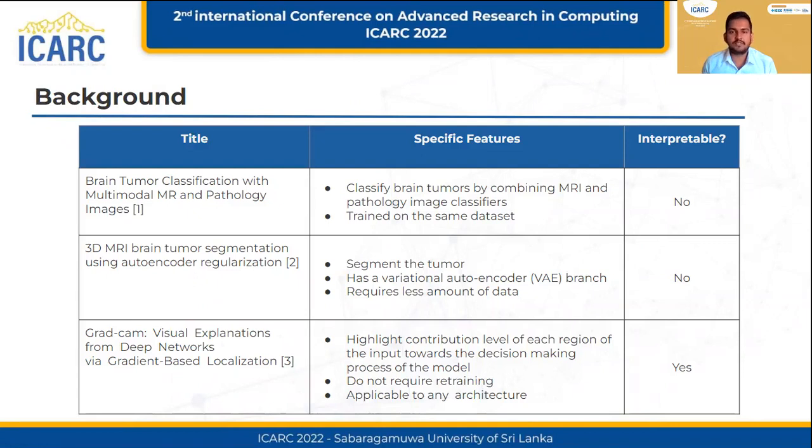These literatures influenced the background of our research. Proposed models, concepts, and results of the above three literatures were used to implement the classification module, the segmentation module, and to introduce interpretability to the classification module respectively.